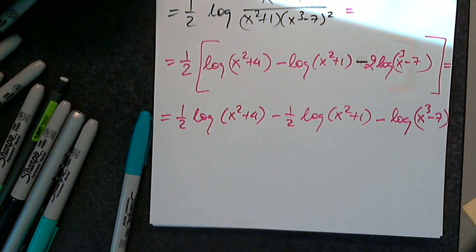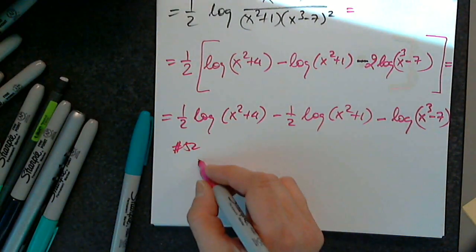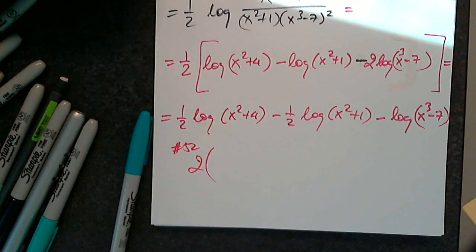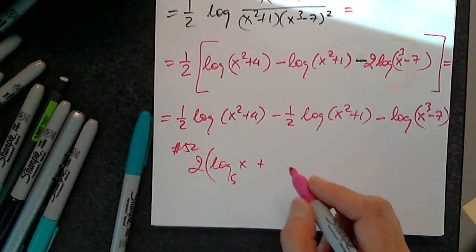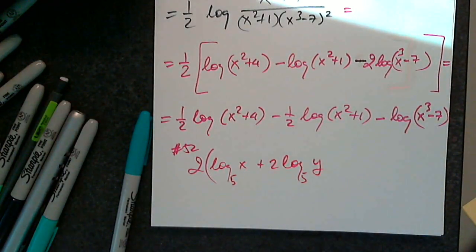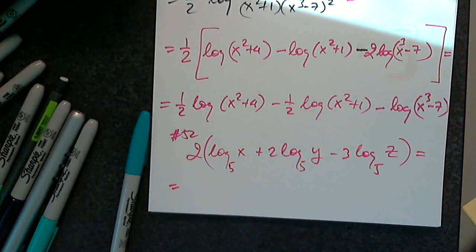Page 52, same page, right? 52. Oh, we already did that. I think that was on a different section. Okay, that was: log base 5 of x plus 2 log base 5 of y minus 3 log base 5 of z. Okay, do we do this together or you want to work on it for a moment? They work on it for a moment. Okay.